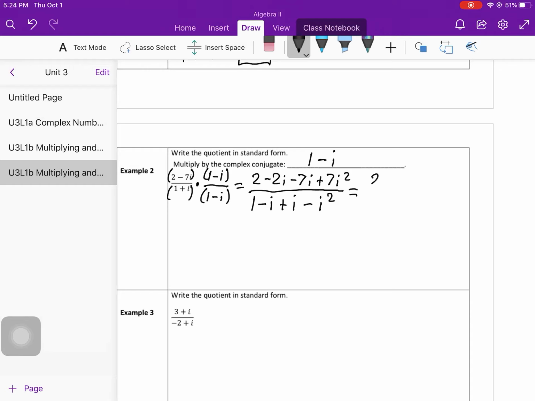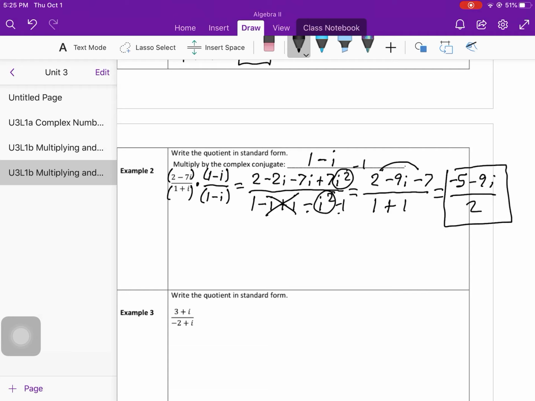Okay, then we simplify the top. We get 2 minus 9i, and then this becomes the opposite sign, so it's minus 7. The bottom becomes, these are just going to go away, and we get 1 plus 1 because this becomes the opposite, so negative, negative. Then simplify the top, we get 2 minus 7 is negative 5 minus 9i over 2. And that's as simple as we can go for right now. So that would be our answer.